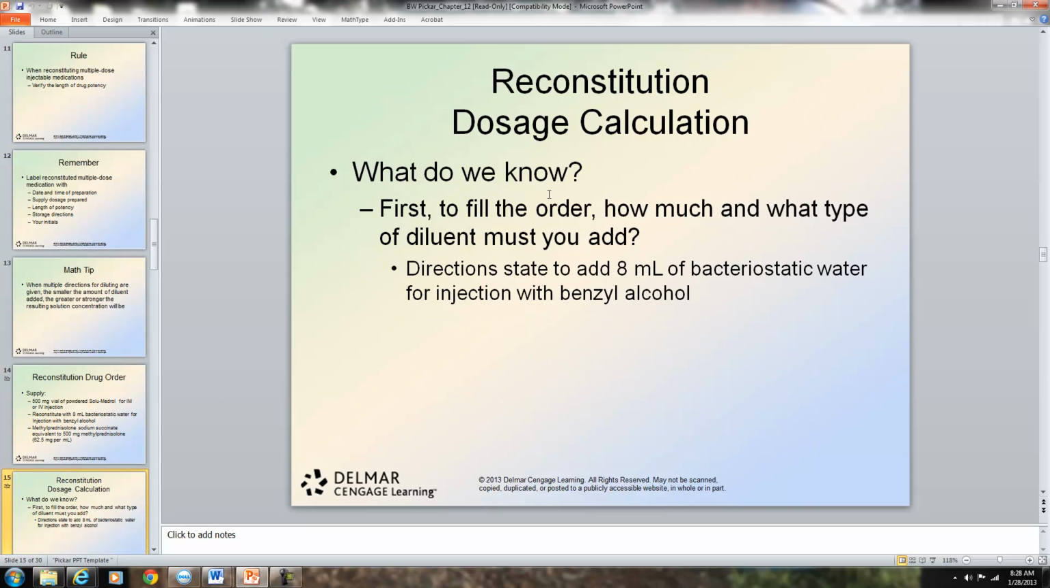So what do we know? First, to fill the order, how much and what type of dilute must you add? So the directions state to add 8 milliliters of bacteriostatic water for injection with benzyl alcohol.